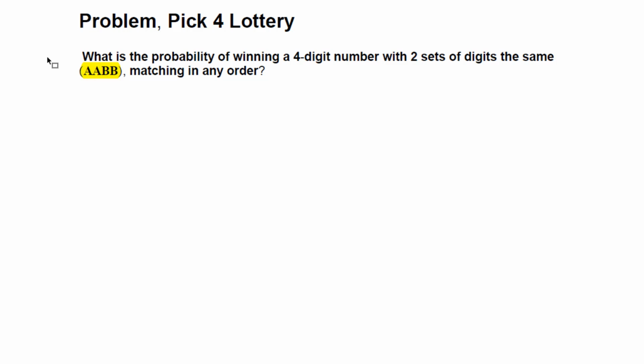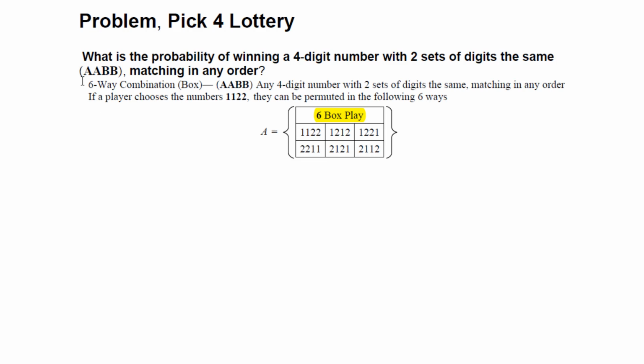Another question, what is the probability of winning a 4-digit number with 2 sets of digits the same, matching in any order? Here we have the ticket in the form of AABB, which could be 7755 or 1122, and they call that a 6-way box, or we can call it a 6-way permutation box, because if we have a ticket such as 1122, then we can permute it in 6 different ways. But how do we know that?